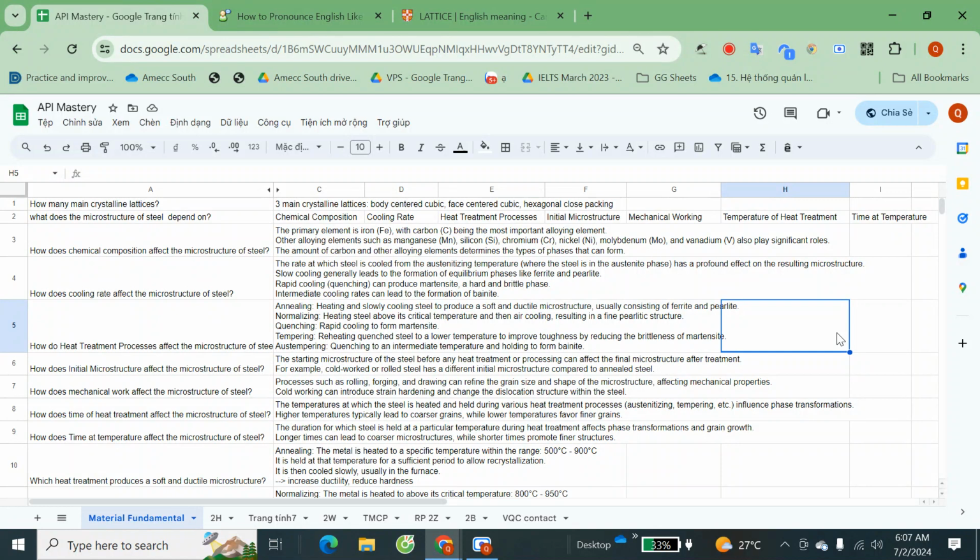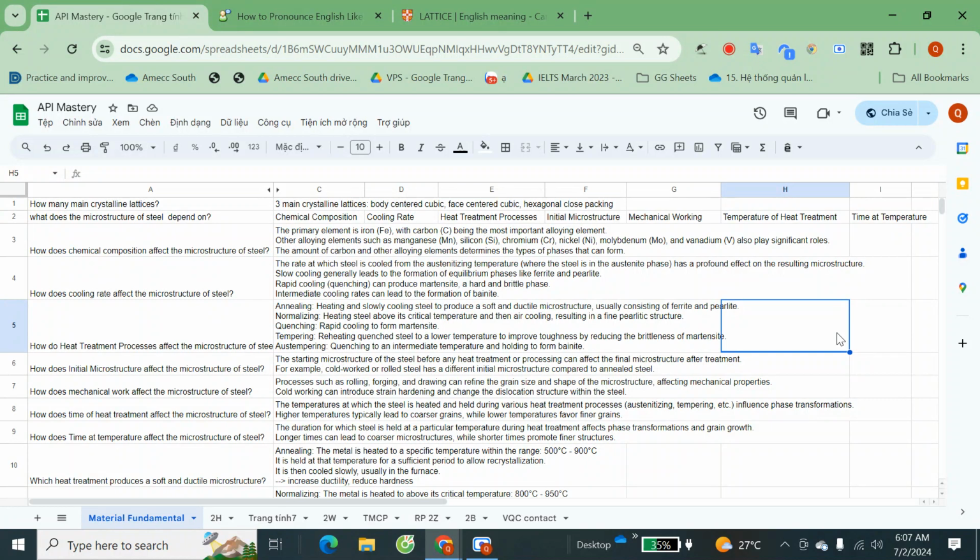Again, the rate at which steel is cooled from the austenitizing temperature has a profound effect on the resulting microstructure. More specifically, slow cooling generally leads to the formation of equilibrium phases like ferrite and pearlite. Rapid cooling can produce martensite, a hard and brittle phase. Intermediate cooling rates can lead to the formation of bainite.